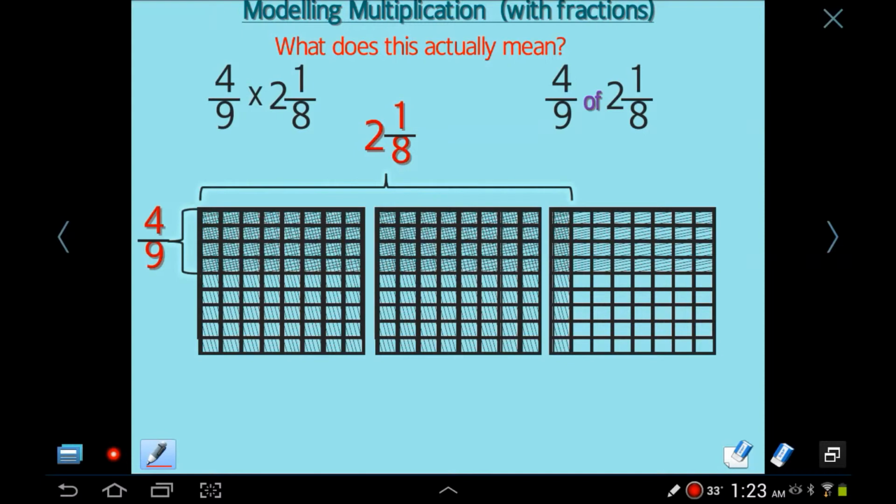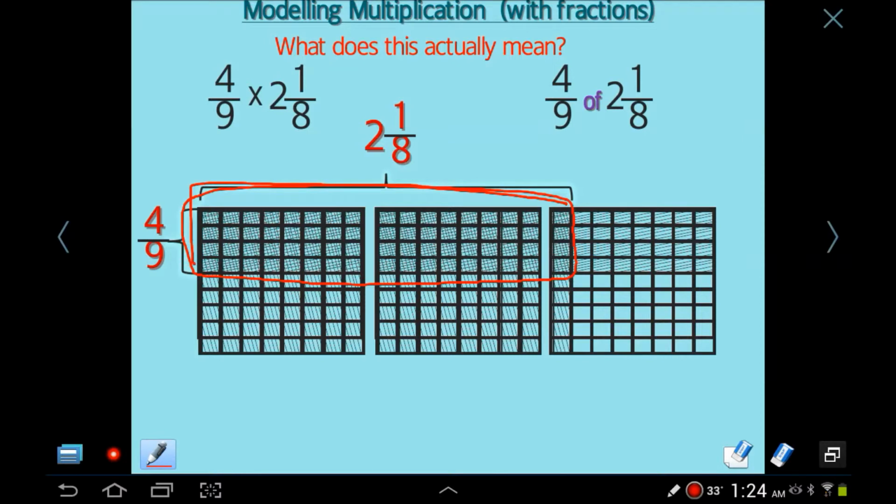Okay, so there's our 4/9 right here. That's 4/9 right there. I've shaded in 4 rows, 1, 2, 3, 4 out of 9. So believe me, there's 9 rows there. And all I'm going to do is figure out how much of this is shaded in both directions, right there.